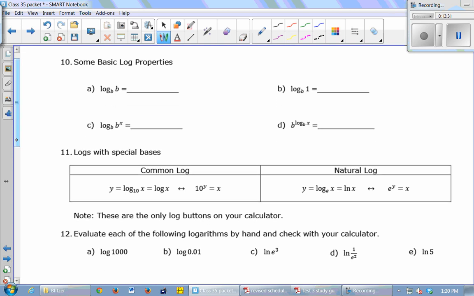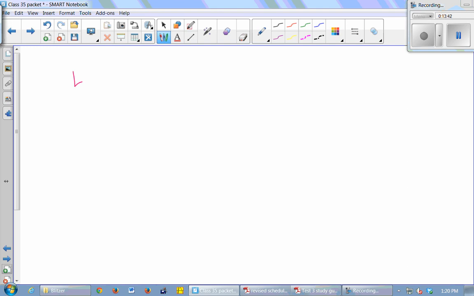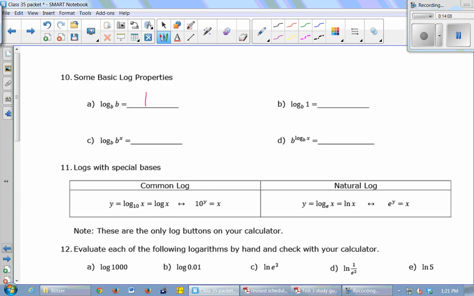All right, so some basic log properties. Log base b of b. I want to figure out what this is. Log base b of b equals what, right? Yep, so b to the x equals b, right? I've got my base raised to the x equals b. What does the exponent have to be? B to what power gives you b? First. Okay, so we go back over here. Log base b of b is always 1.